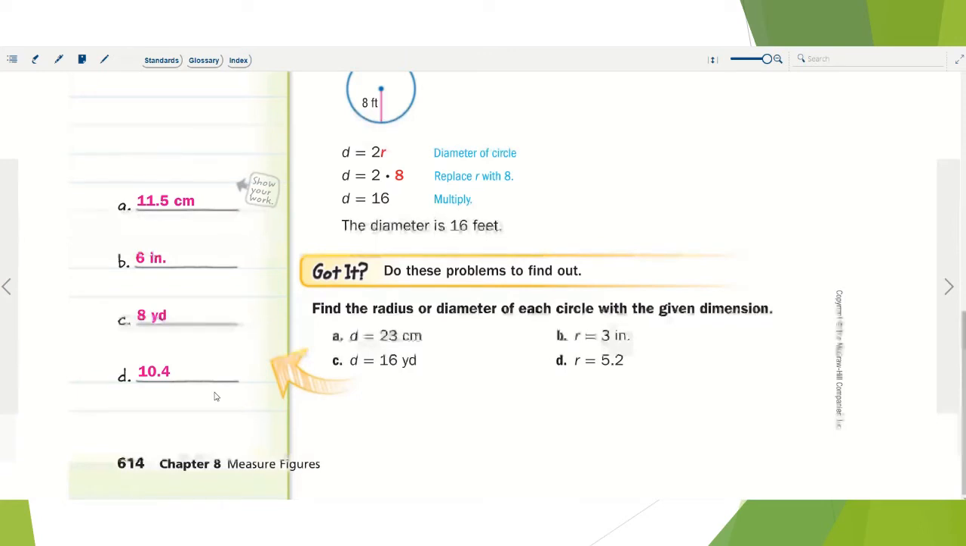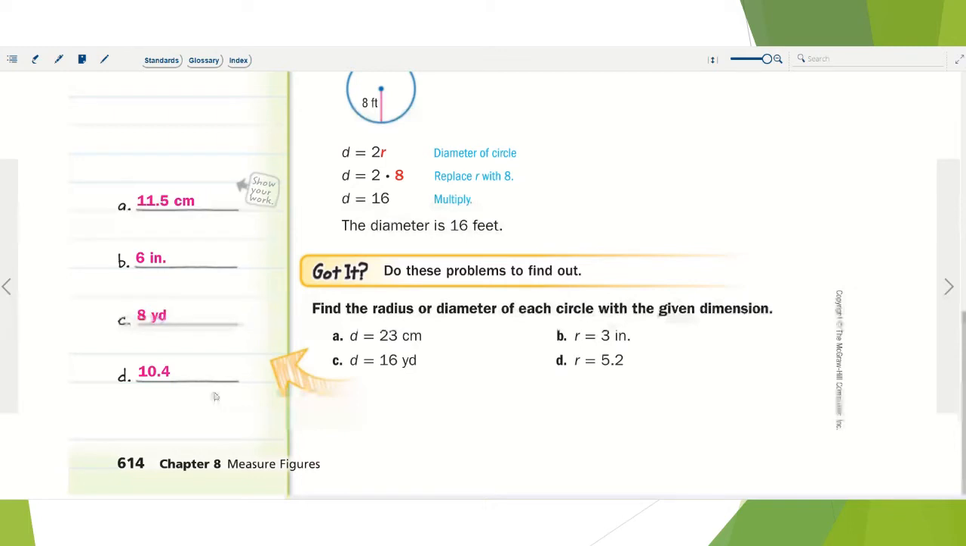Looking at letter B, they gave you the radius, so therefore I'm thinking what's the diameter? Radius is half of the diameter, so I'm thinking 3 times 2. 3 times 2 gives me 6, so the diameter is going to be 6 inches. Got it problem letter C, the diameter is 16, so the radius is half of that. 16 divided by 2 is 8, so the radius would be 8 yards.